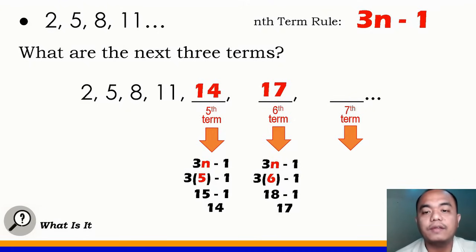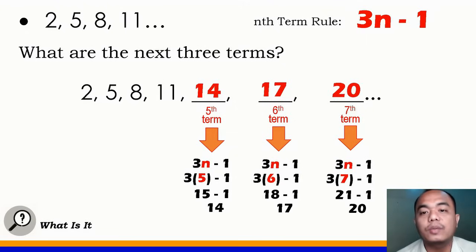Let's have the seventh term. Seventh term, still 3n minus 1. 3 times 7 minus 1, and 3 times 7 equals 21. So 21 minus 1 equals 20. So our seventh term here is 20.